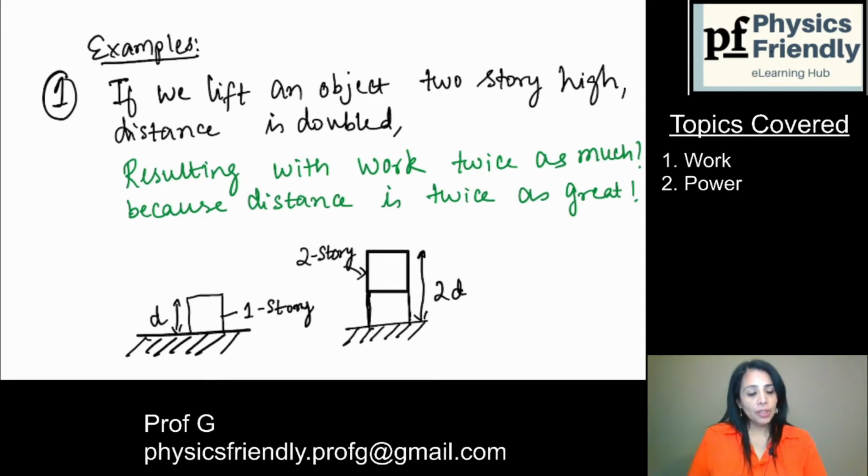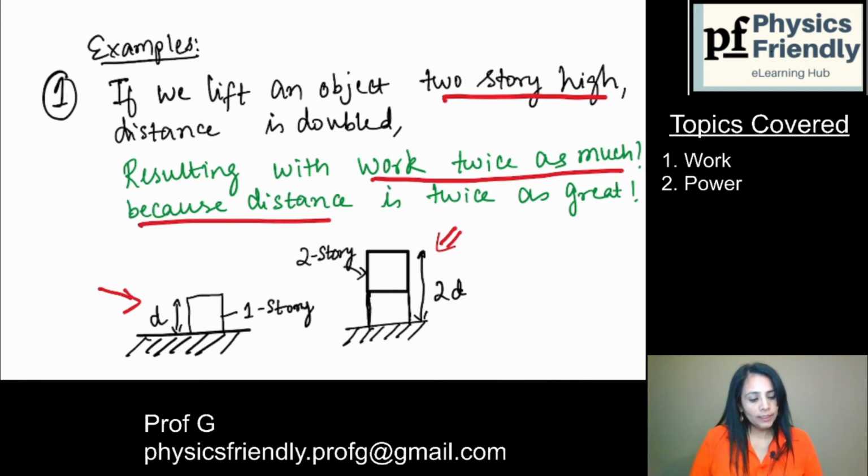If we lift an object 2 stories high, then obviously the distance is doubled. Let's look at the figure here. In this case, we have 1 story, where the distance is d as shown, and then you have a 2-story building, where the distance an object can travel through is 2 times d. So what happens to the work if we lift an object 2 stories high? Of course, the distance is doubled, resulting in work twice as much, because the distance is twice as great.